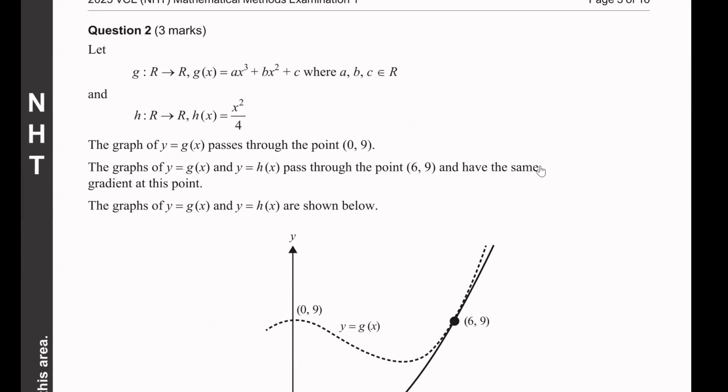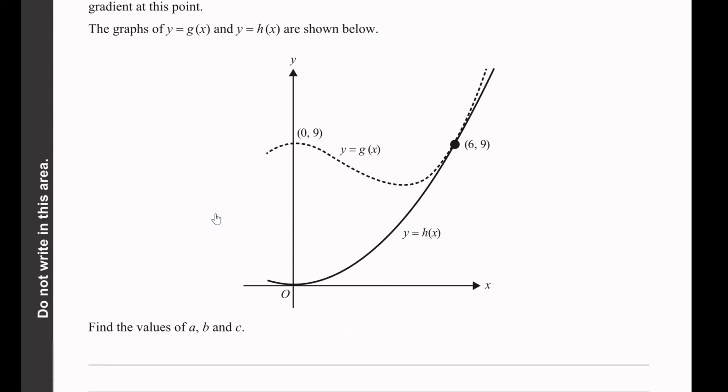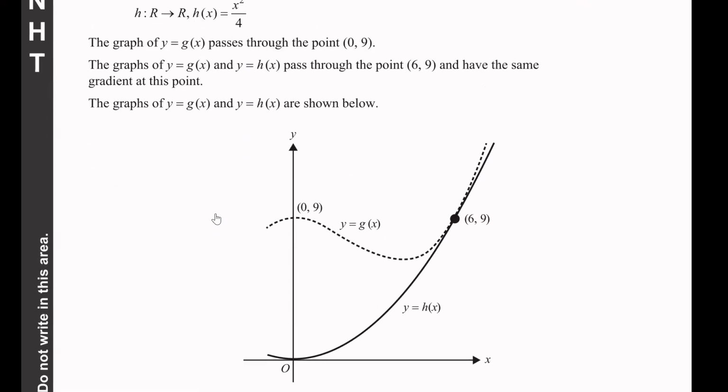Okay, function g of x is a cubic function, a x cubed plus b x squared plus c. a, b, c are real numbers. h of x is x squared divided by 4. The graph of g passes through the point (0, 9). The graphs of g and h pass through the point (6, 9) and have the same gradient at this point. These two graphs are shown below. Find the values of a, b, c.